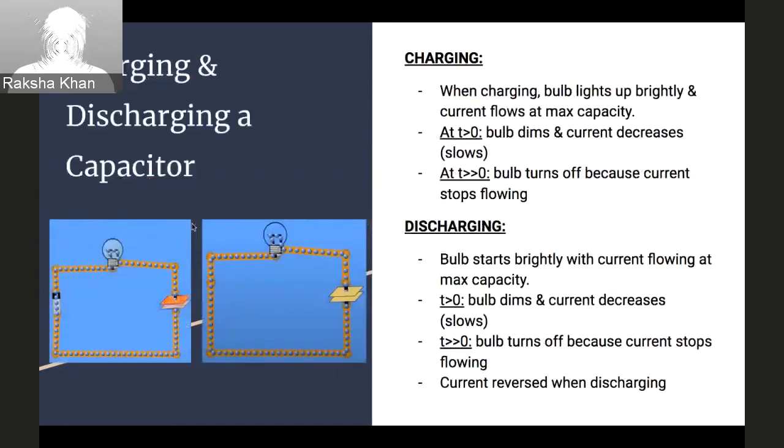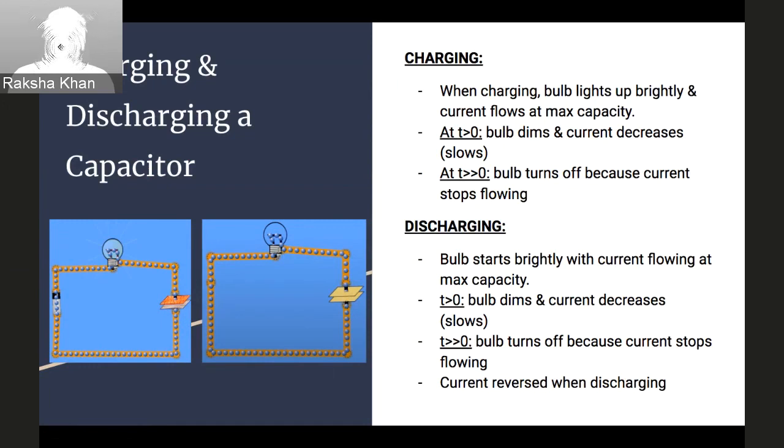And then for charging and discharging a capacitor, when charging, which is over here on the left image, the bulb lights up brightly and current flows at max capacity. At t more than 0, the bulb dims and the current decreases, which means it slows down. And then at t much more than 0, the bulb turns off because the current stops flowing.